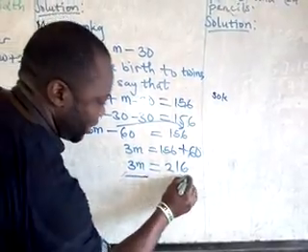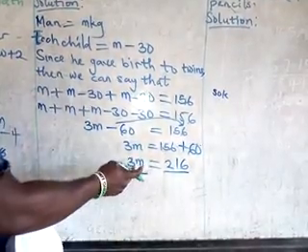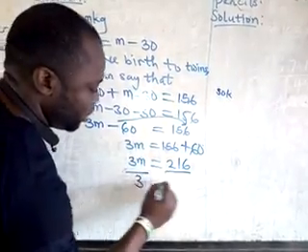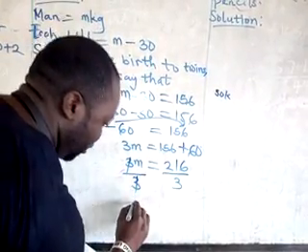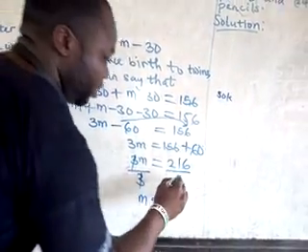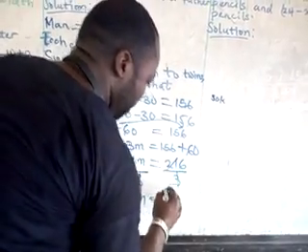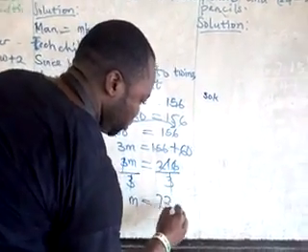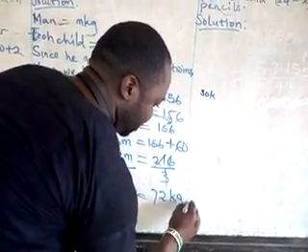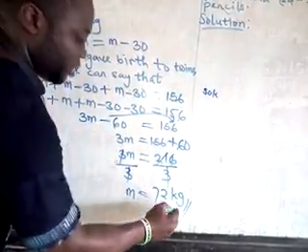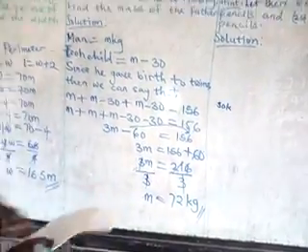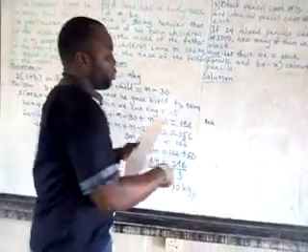So what's the next thing? Divide both sides by the coefficient of the unknown, which is 3. Then 3 here 1, 3 here 1, you are left with M. 3 in 21 is 7, 3 in 6 is 2. So the mass of the father, what we have to find, is 72 kg. I want to believe you are following.